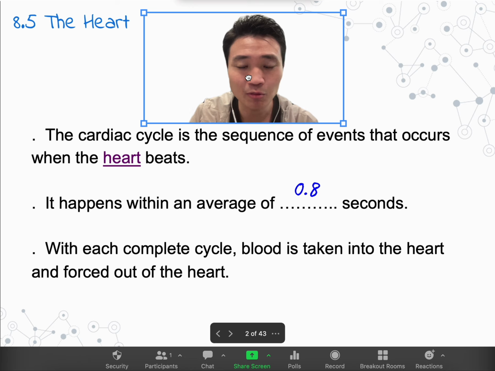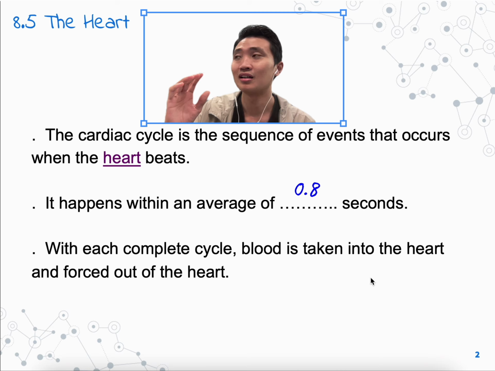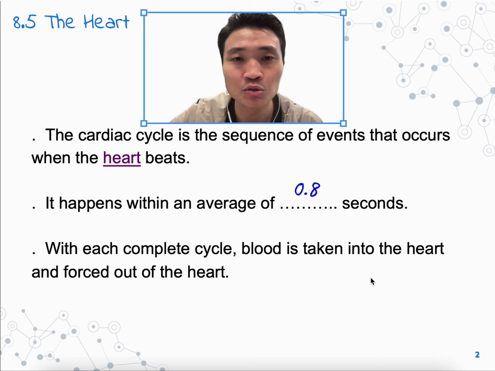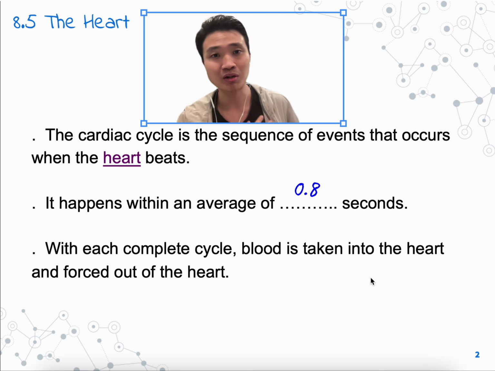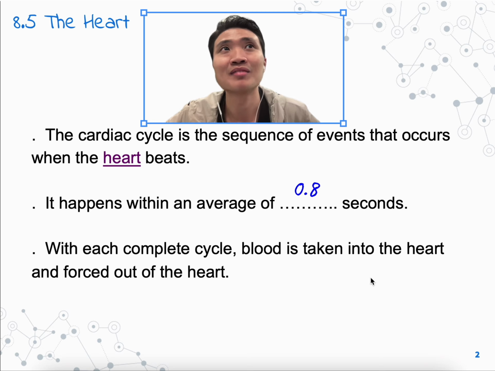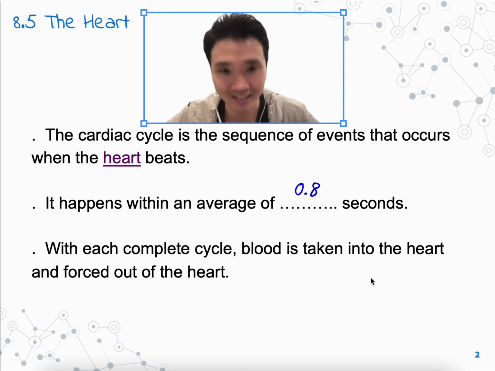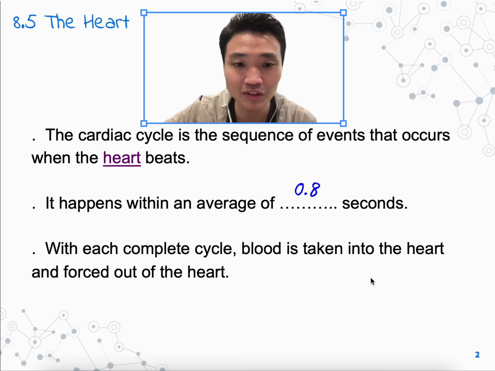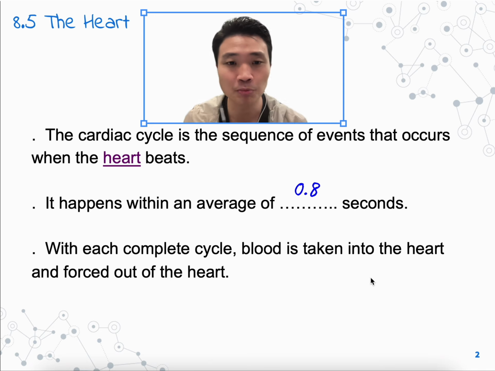Now, what exactly is the cardiac cycle, as said yesterday? You were maybe a little bit sleepy towards the end of the lesson already, so now will be a nice time to recap. The cardiac cycle is the sequence of events that occurs when the heart beats. That means what's exactly happening, pom pom pom. It happens within an average of 0.8 seconds. So every time lap up, that one time is 0.8 seconds. With each cycle, blood is taken into the heart and forced out of the heart.